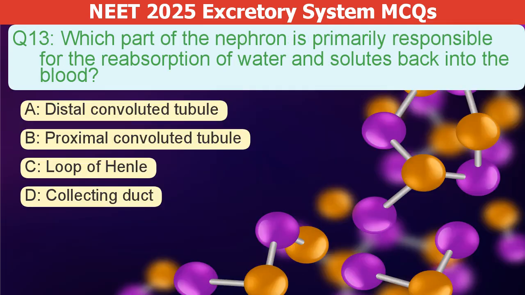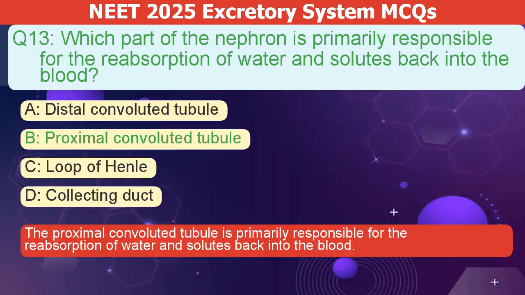Which part of the nephron is primarily responsible for reabsorbing water and solutes back into the blood? A. Distal convoluted tubule. B. Proximal convoluted tubule. C. Loop of Henle. D. Collecting duct. The correct answer is B. The proximal convoluted tubule is primarily responsible for reabsorbing water and solutes back into the blood.